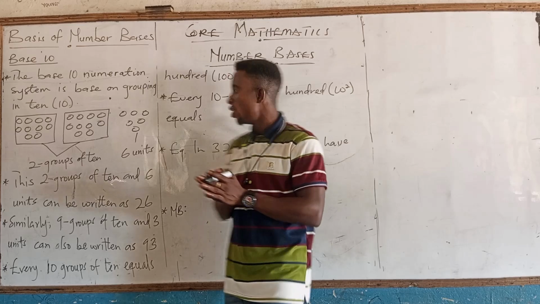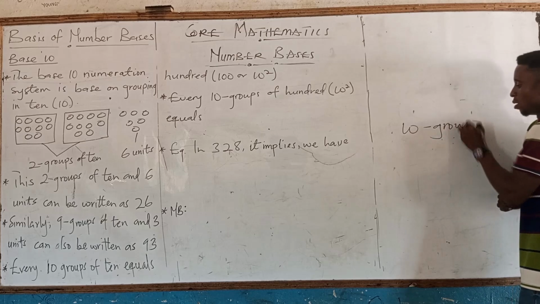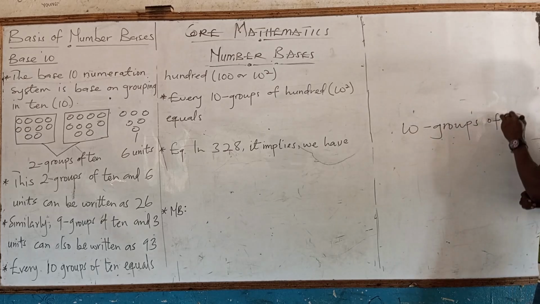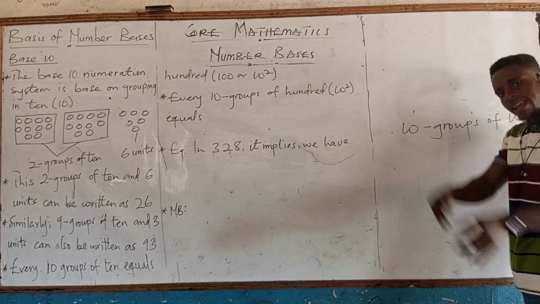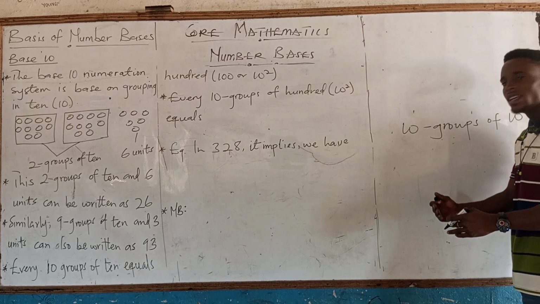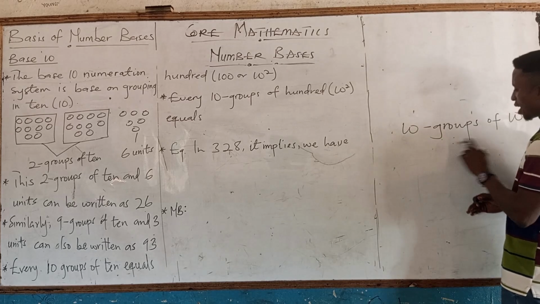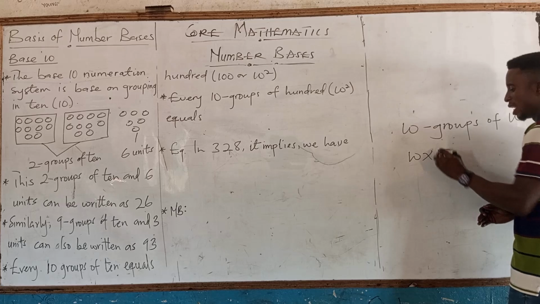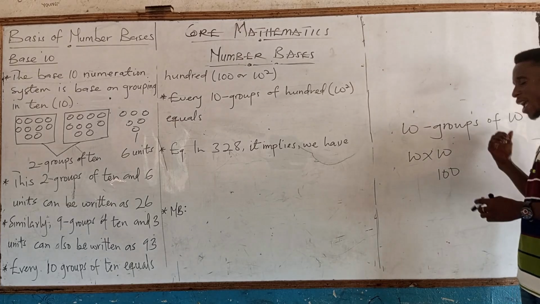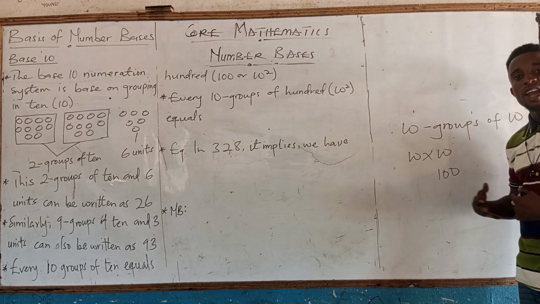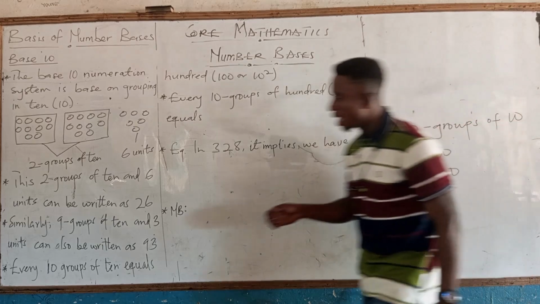Are we getting that? So, meaning 10 groups of 10. Meaning 10, 10, 10, 10, 10. Are we getting that? We are having 10, 10, 10, 10, 10. So meaning this one will get us 10 times the 10 to get us 100. So meaning in 10 groups of 10, we are having 100 units. So that is what I said here.